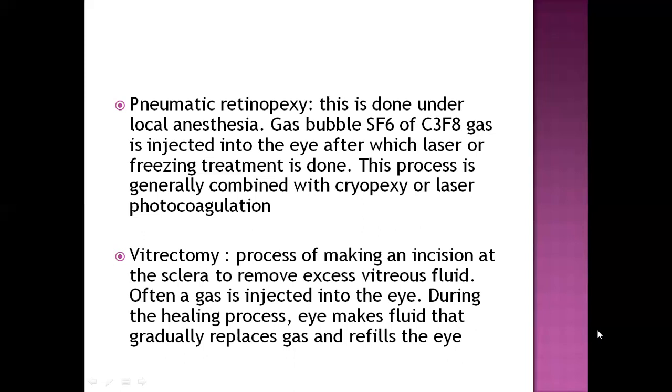Next is vitrectomy. We can make an incision in the sclera and remove excess fluid so that the excess pressure on the retina can be reduced.